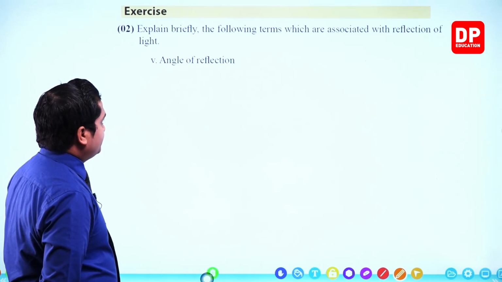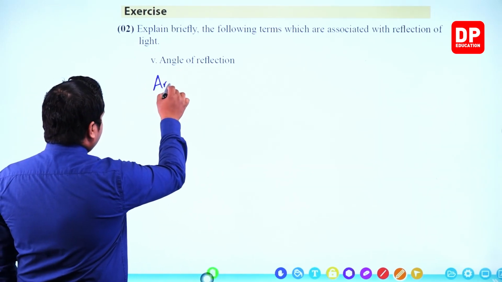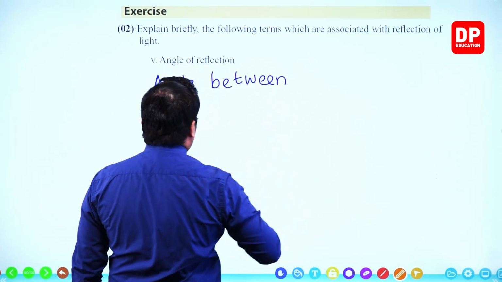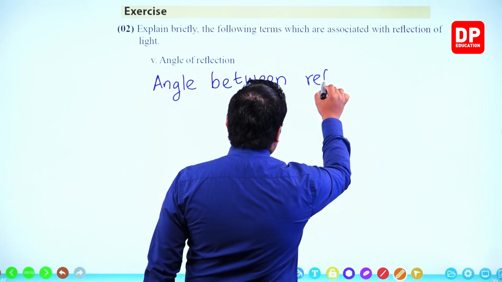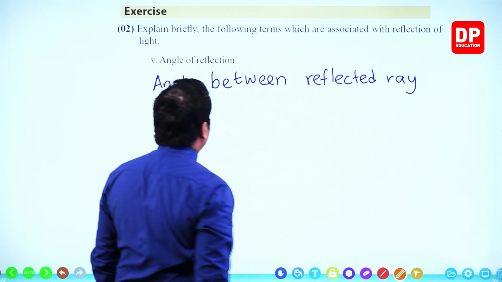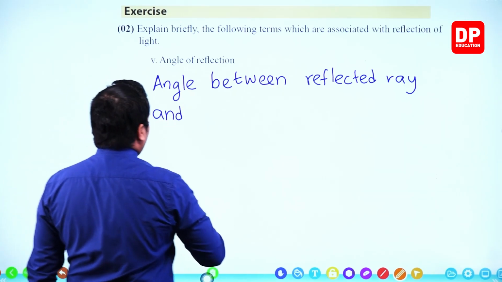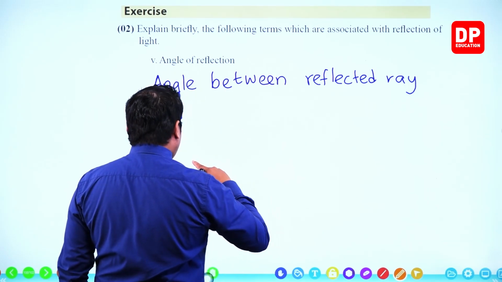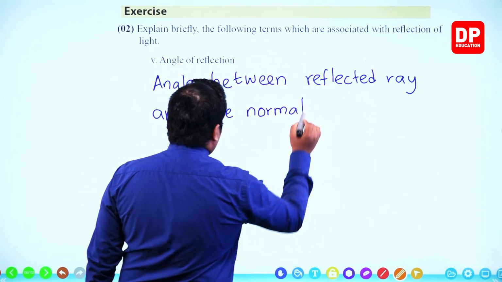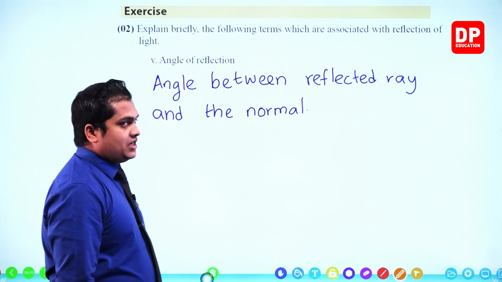Then the angle of reflection. Very simple once more, the angle of reflection is the angle between the reflected ray and the normal. This is the angle of reflection.